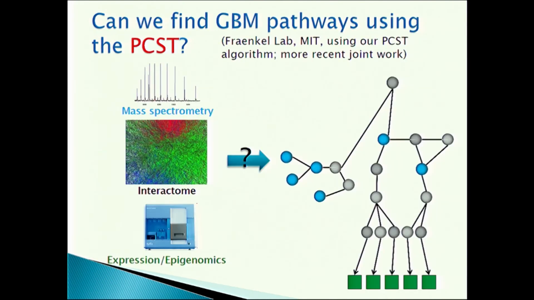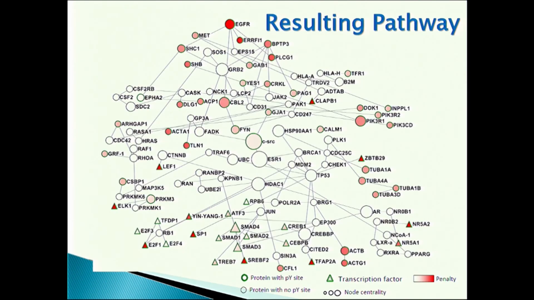Okay, so can we find glioblastoma pathways using the prize-collecting Steiner tree? Okay, so this is what we got. In this picture, things are a little different than in the last picture I showed you. How red it is represents how big the prize was. So if it's redder, you're not surprised to see it in there. And then we did the sizes of these things later. So the sizes aren't based on the prizes. The sizes are based on how central something was in the networks.